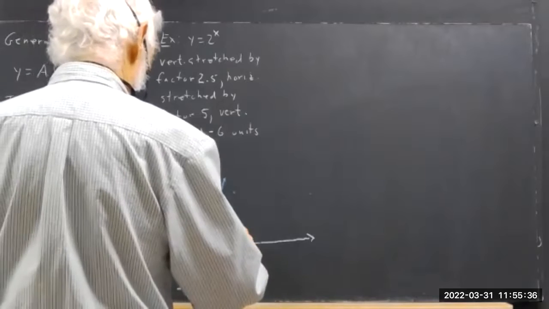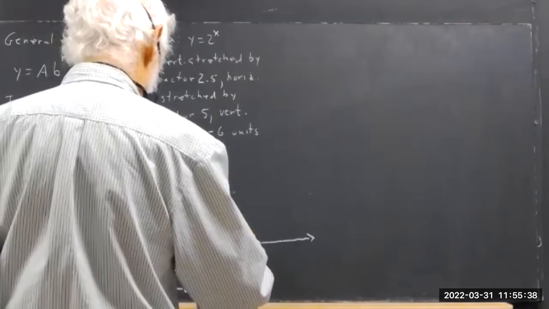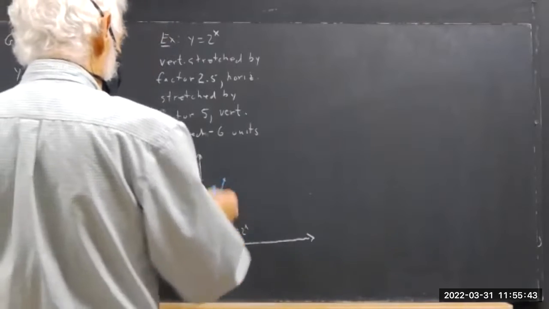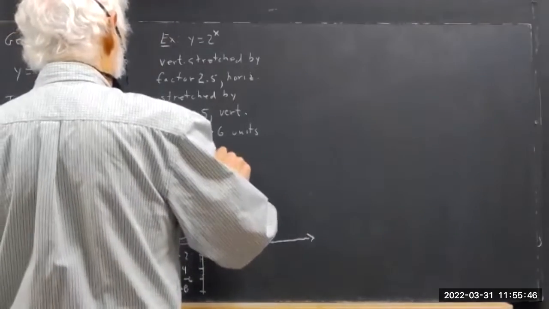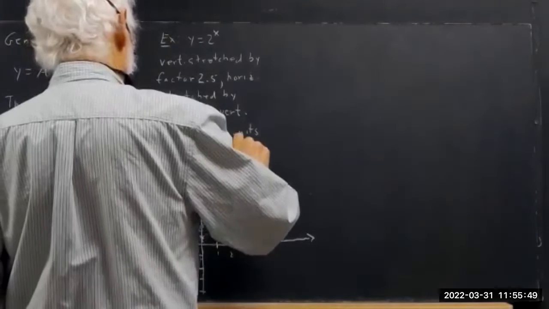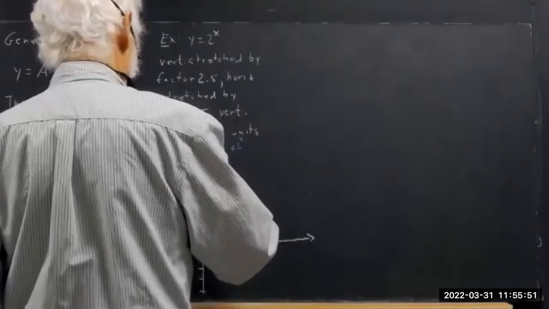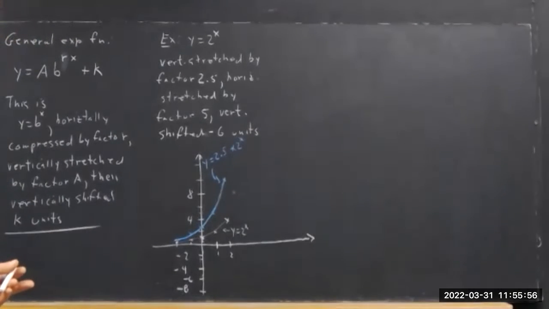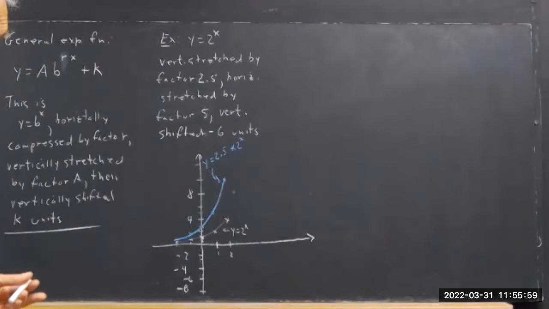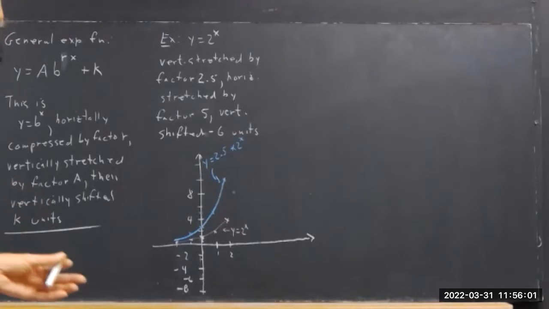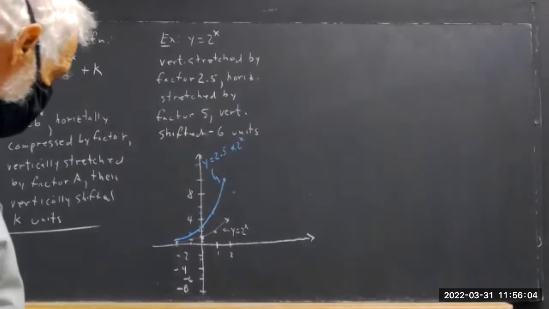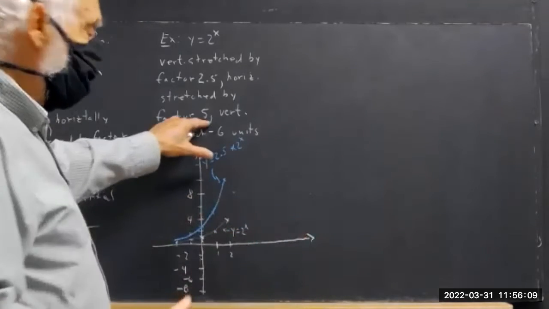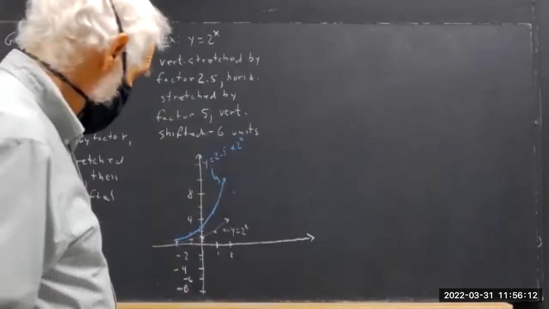So here's a graph with the vertical stretch. So this graph is y equals 2 to the x. This graph is y equals 2.5 times 2 to the x. Now we horizontally stretch. It's easy to do that. That means we just move every point 5 times as far from the y-axis.